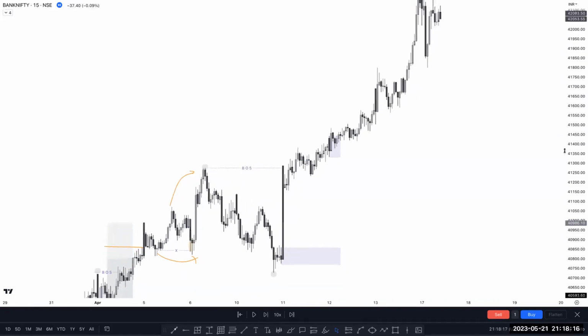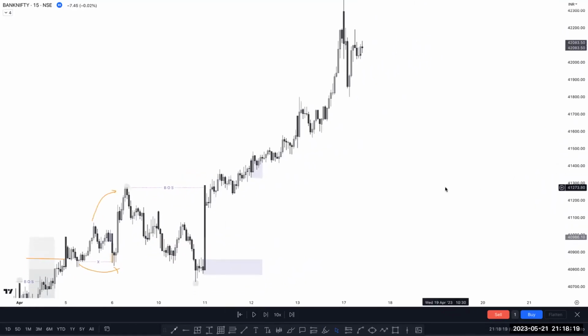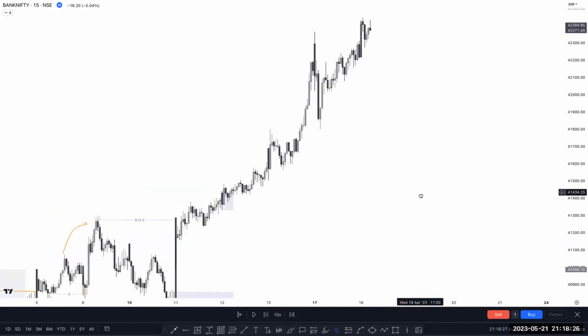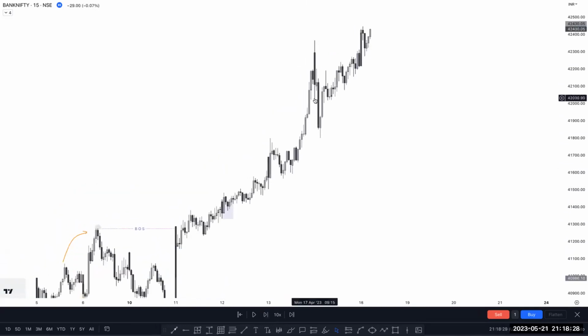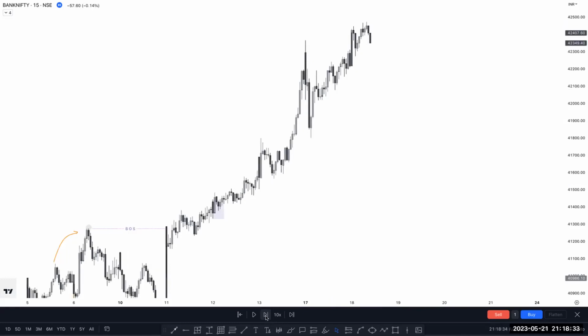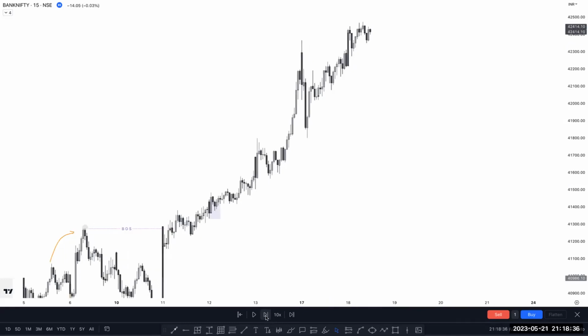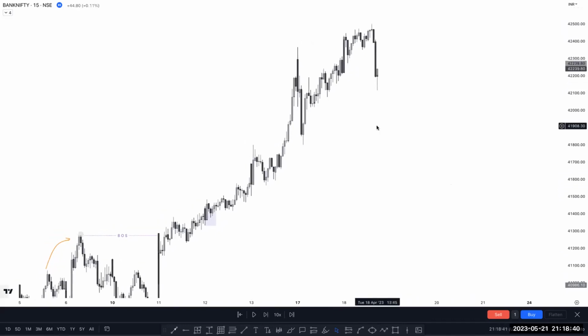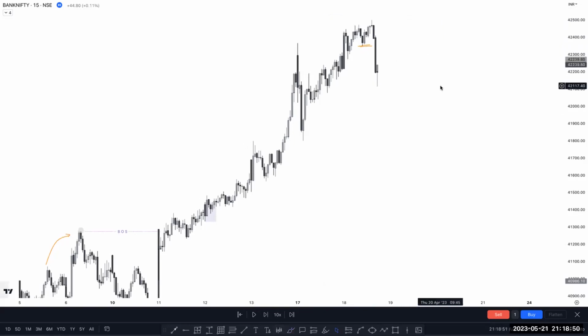And right now there is no opportunity as per the 15-minute time frame. Okay, all right. Finally, the market actually took out this inducement here. And after taking out the inducement, suddenly we are willing to buy here.